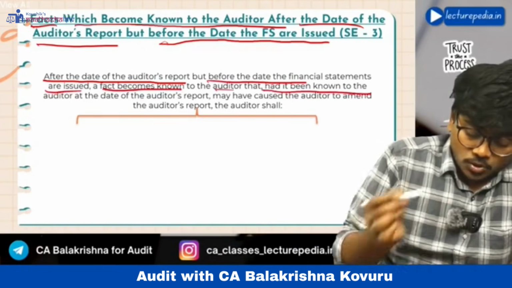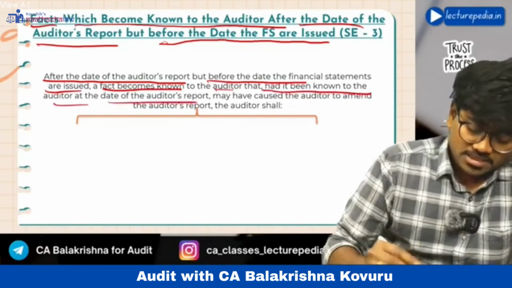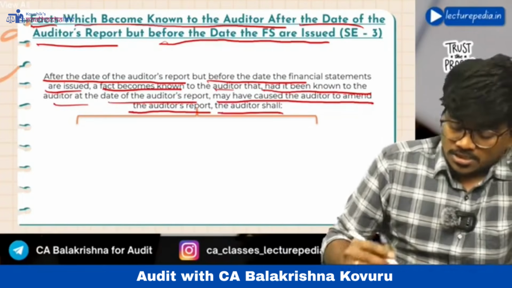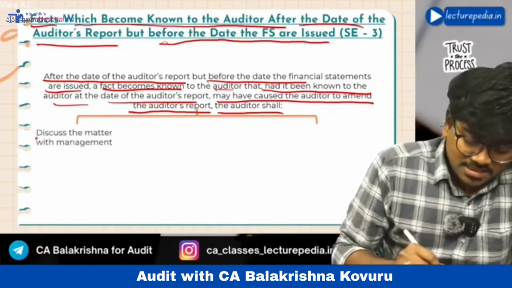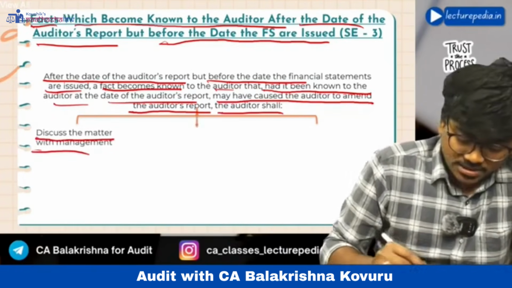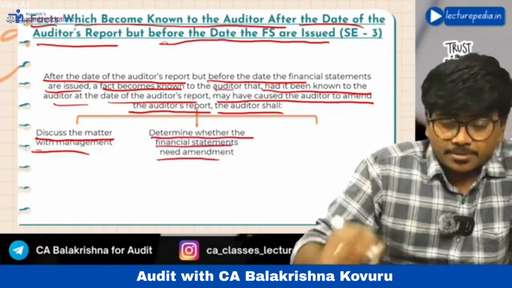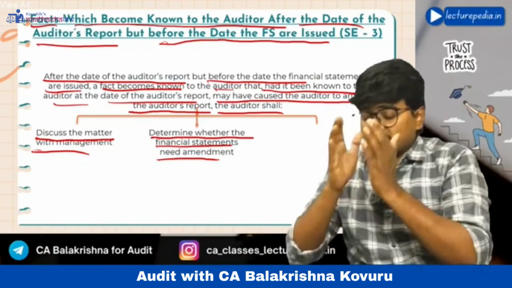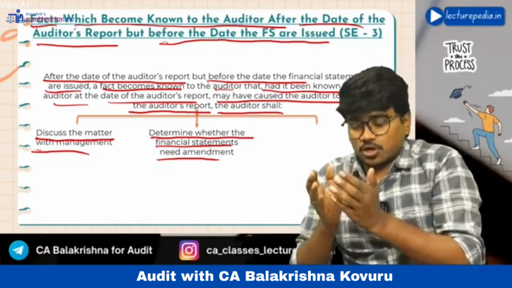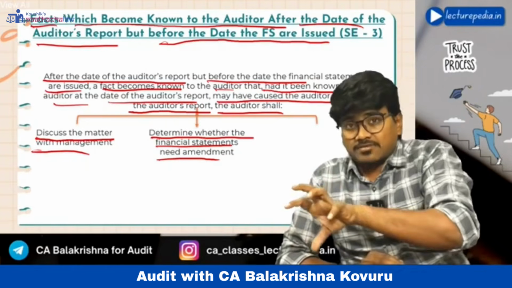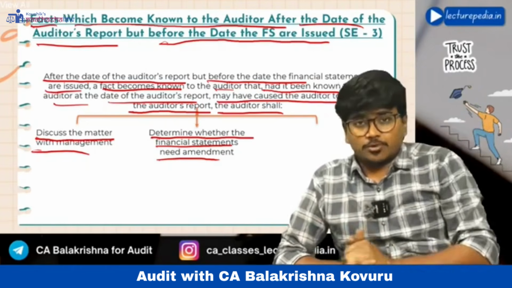that had it been known to the auditor at the date of auditor's report may have caused the auditor to amend the auditor's report. Then the auditor shall discuss the matter with management and determine whether the financial statements need amendment. Okay, now a fact has become known to the auditor after the date of audit report, and that event has occurred before the date of audit report only.